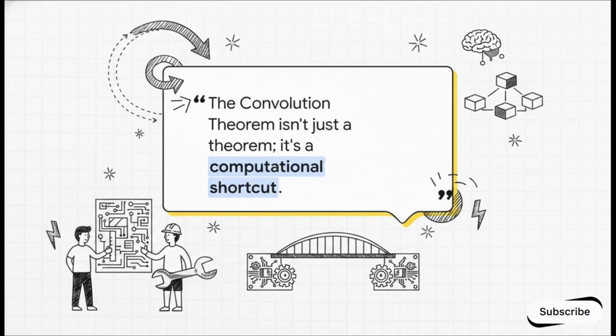The convolution theorem isn't just a theorem, it's a computational shortcut. We are absolutely not here to debate pure theory today. We're here to expose the engineering realities behind AI. This theorem right here, it's the bridge that makes complex neural networks even possible. And knowing when to use it, and maybe more importantly, when to completely ignore it, is exactly what separates a novice from a master architect.